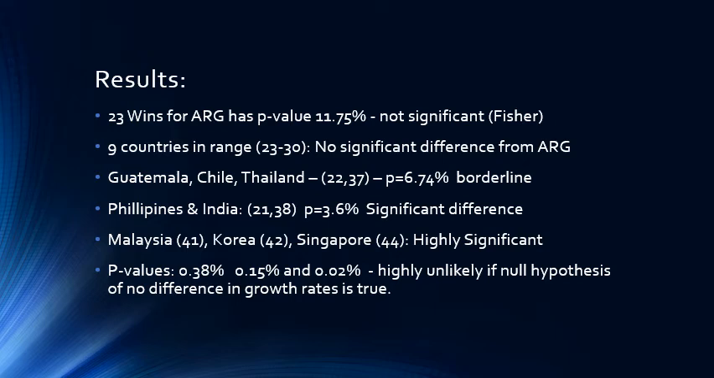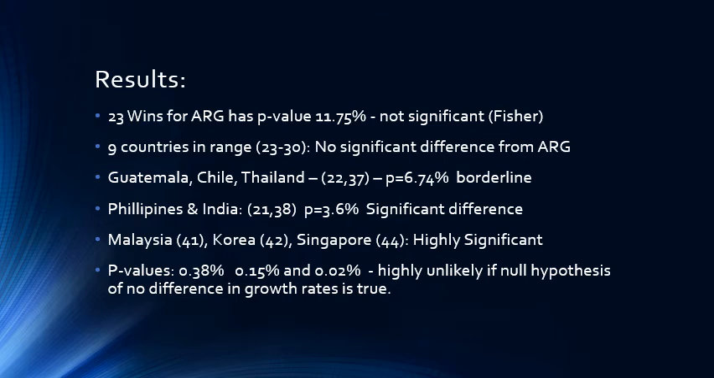Then from 22, we get to 21 wins for Argentina and 38 wins for Philippines and India. And this reduces the p-value to 3.6%, which, according to the conventional rule that p less than 5% is significant, shows that this is a significant difference. So Philippines and India are more worth investigating. Then we come to Malaysia, Korea, and Singapore, which have 41, 42, and 44 wins. This gives us very small p-values below 1%, so these are highly significant.